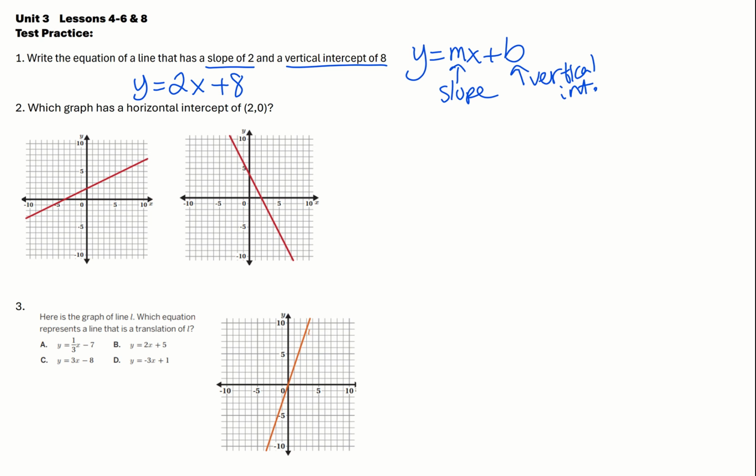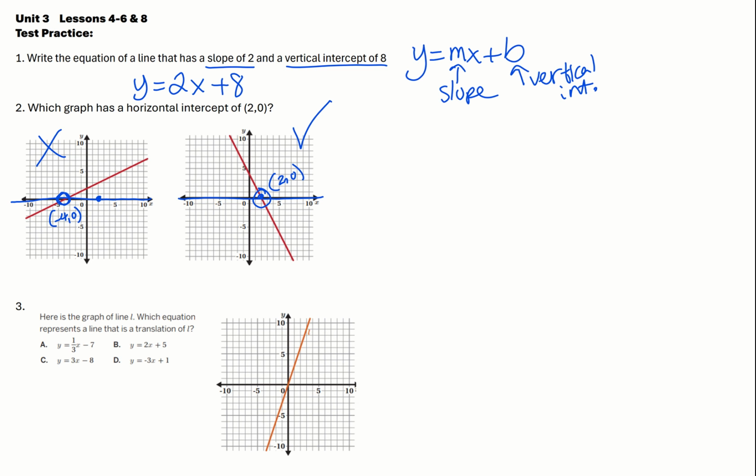All right, which graph has a horizontal intercept of 2, 0? So we can do this two ways. We can go find the horizontal intercept. So this one is at -4, 0. Or we can graph 2, 0 and see that it is not a part of this line. So it's definitely not this one. And then again, I can go find my horizontal intercept, which just happens to be at 2, 0. So this is the graph that has a horizontal intercept of 2, 0. Remember, horizontal intercept has to cross this horizontal line, right?